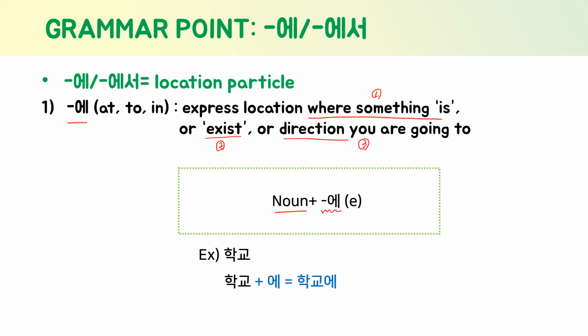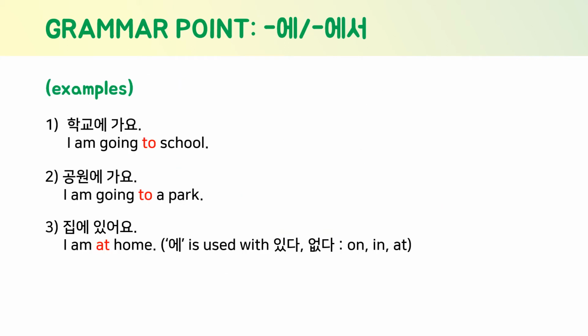In this case, it doesn't matter whether the noun ends with a vowel or a consonant. It doesn't really matter. So 학교, school, 학교, all you need to do is add 에. It becomes 학교에. Okay. So for example, the first one is 학교에 가요. 가요 is to go. So I'm going to school. I go to school. So this one shows the direction, right, of where you're going.